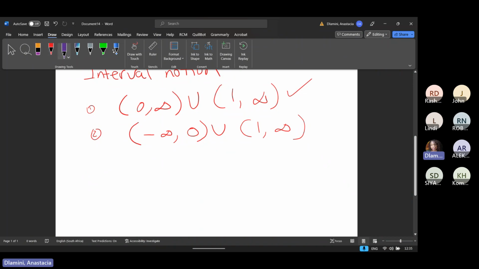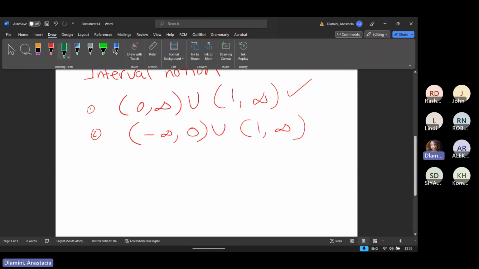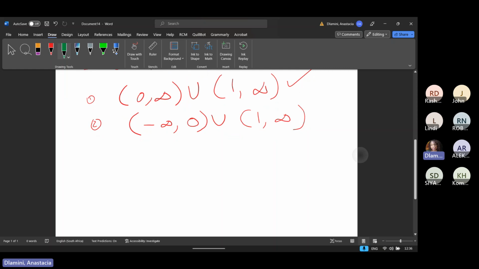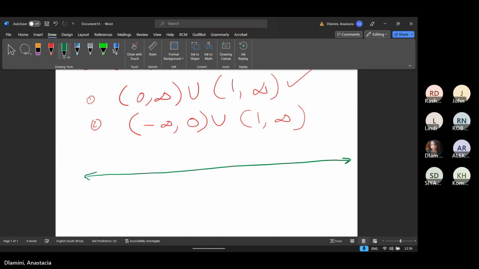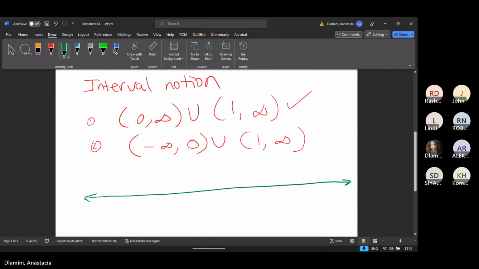The reason why I'm spending too much time here is because you will be asked to find domains in the exam. There's no way you can write the exam without finding the domain. So I have a straight line. We are drawing it, isn't it? We agree this one is easy to find. So they're saying x is not equal to 0 and x is not equal to 1. So we go to 0 here, and we go to 1 here.